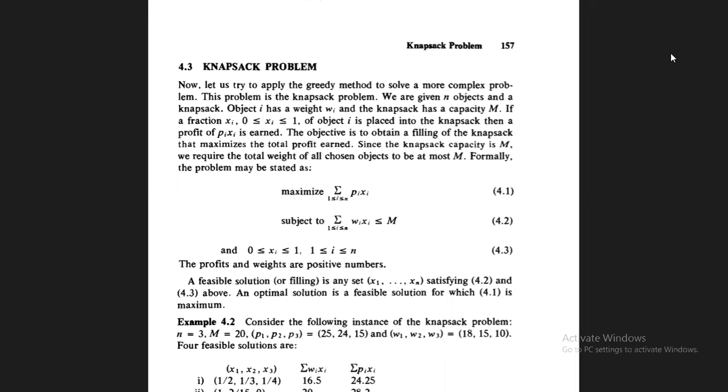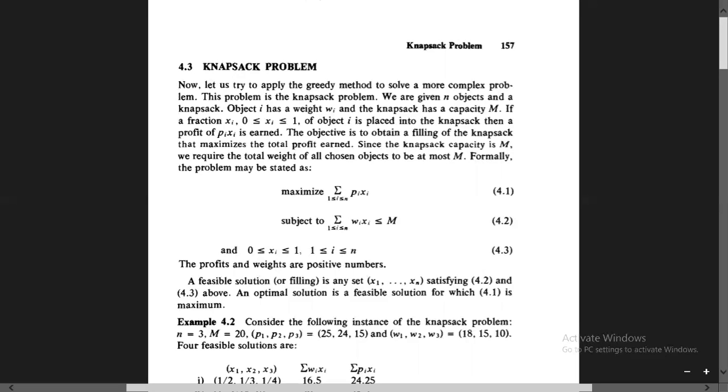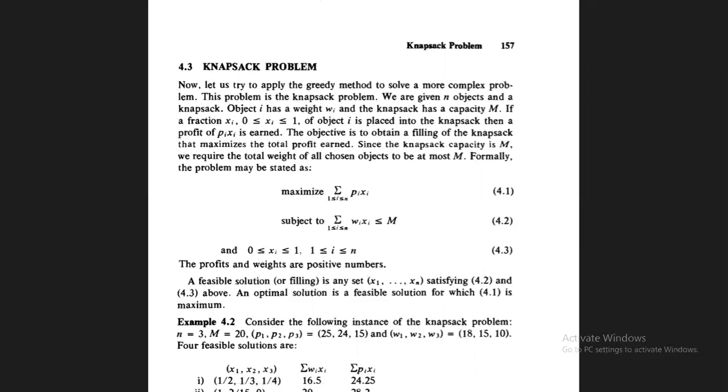Knapsack is one problem which can be solved by using various techniques. The first technique is the greedy technique. Later, for the same knapsack problem, we will apply the dynamic programming technique, and again the same problem can be solved by using branch and bound. So the problem is the same, techniques are different. This is also one of the optimization problems, as I told you. Now we will see how to solve this problem.